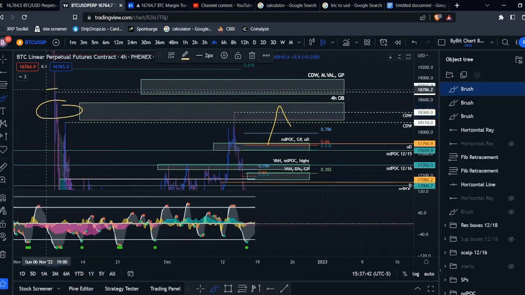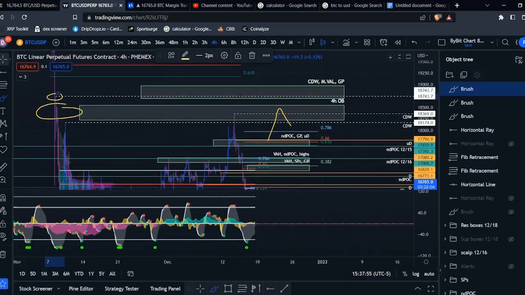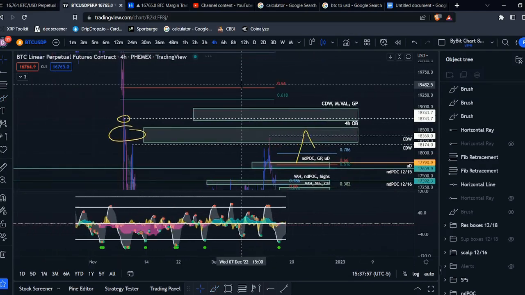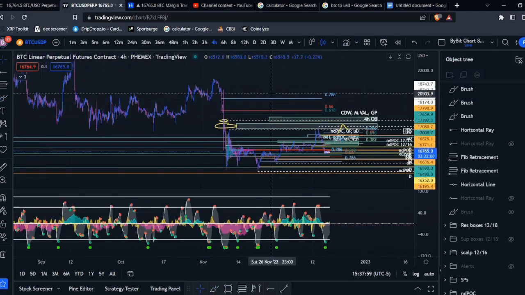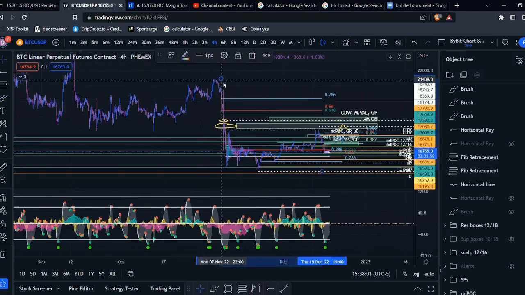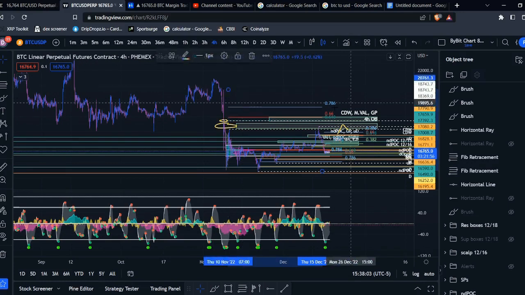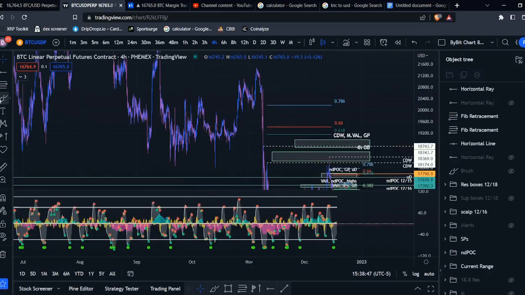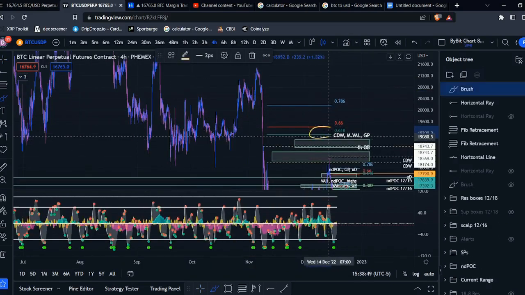Then we still have this wick right over here and this little zone of confluence. We have the macro value area low of the previous range, and we also have a golden pocket right in this area. Don't know exactly where I pulled that from. Looks like it's going to be this wick though. So yeah, we got this golden pocket right in that area as well, so I'm still going to be watching that. And after that, we still got this golden pocket right here.